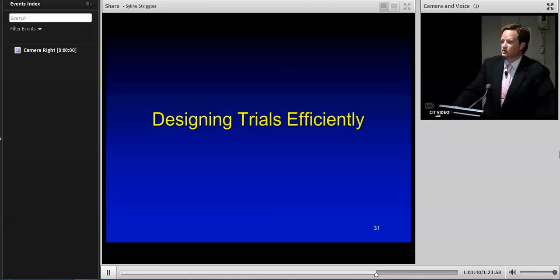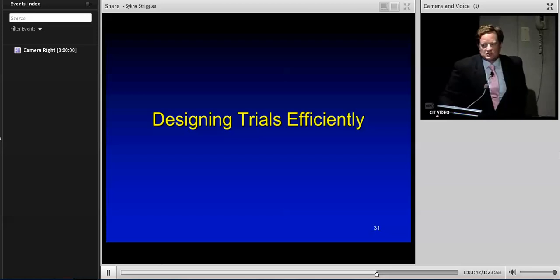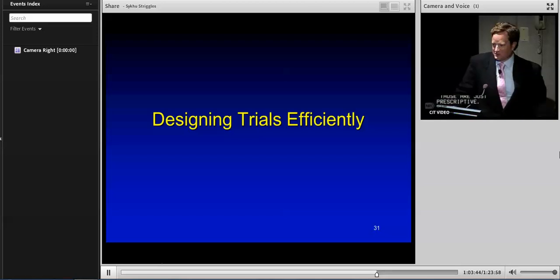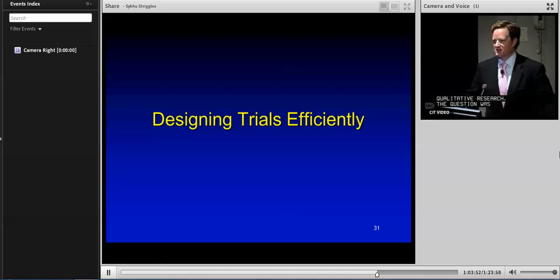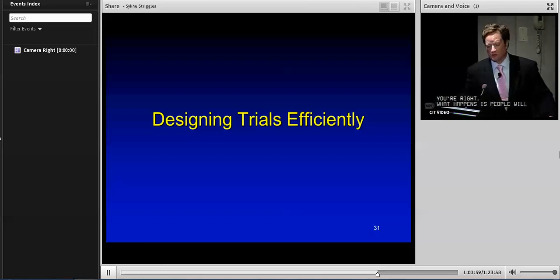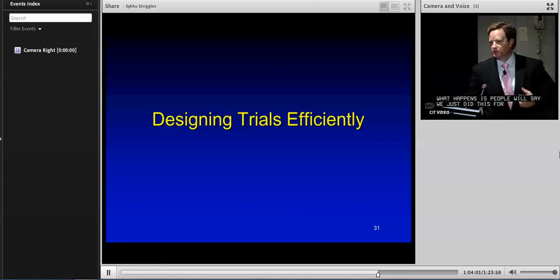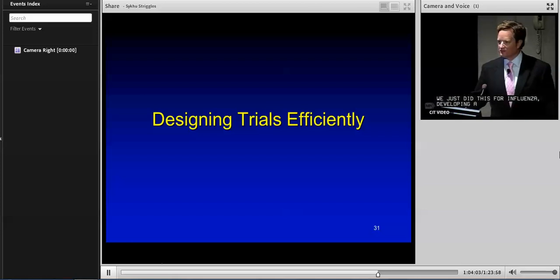So that's right, but those are just descriptive. But in fact, that's not how you actually report qualitative research. That's one of the trickiest things about it. We just can't help ourselves. The question was, isn't there always a quantitative aspect even to qualitative research? So you're right. What happens is people will say, we just did this for influenza. We're developing a symptom scale for influenza. We interviewed 60 people that had documented influenza. And then we published the paper and we go, X% of people said they had cough. But in fact, that's actually not very relevant.